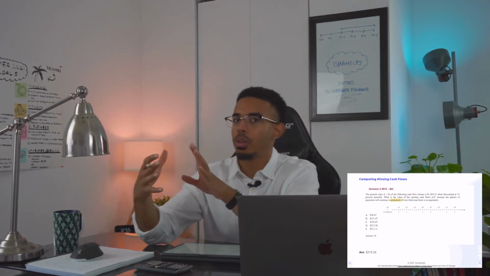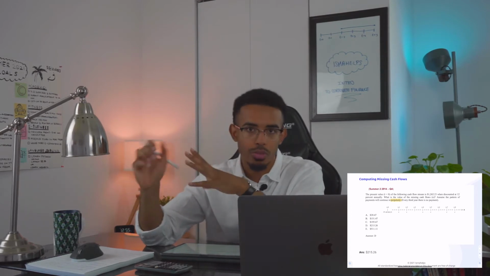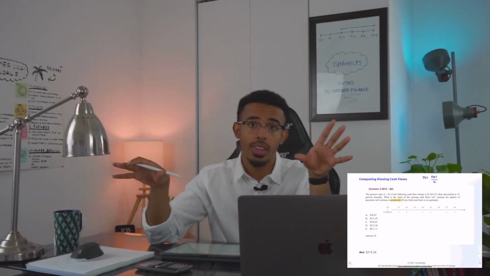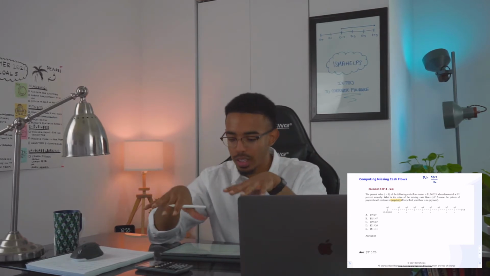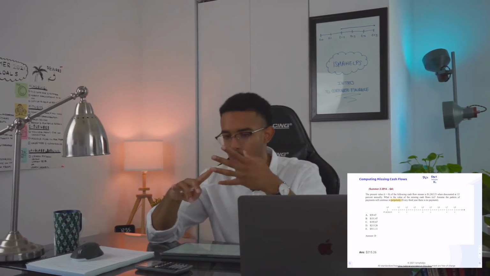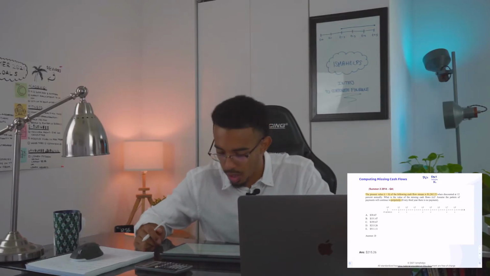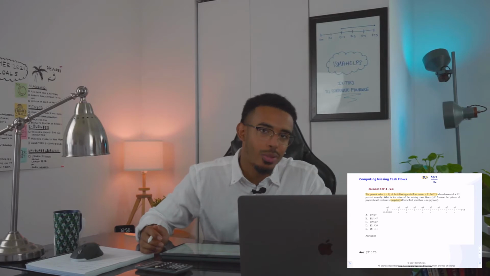So let me just put the formula on the side for reference purposes. We know that the present value is equal to payment over k. There's honestly nothing more to that. We know that at the very end, we need to find our PV, we need to find our k, and we need to find our payment. But fortunately for us, we were already given the present value at t0, which is given right here. It's $1,000,262.23. So we already got that out of the way.